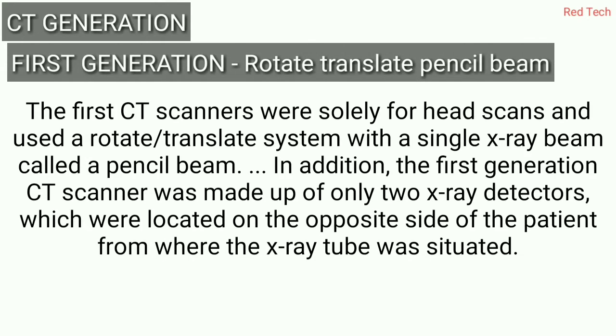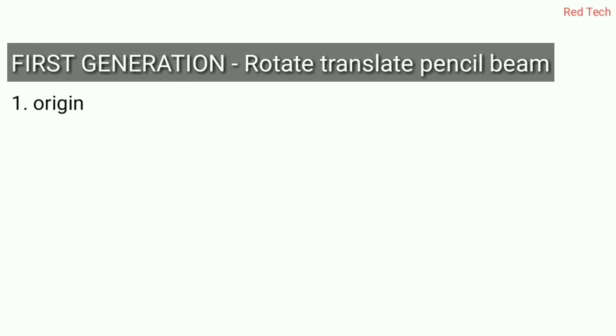First generation, also known as rotate translate pencil beam. The first CT generation was made solely for head scan, or you can say brain scan. It used a rotate translate system with a single X-ray beam, which is why we call it a pencil beam. The first generation CT scanner was made up of two X-ray detectors located on the opposite side of the patient.